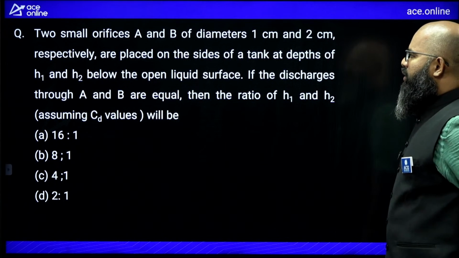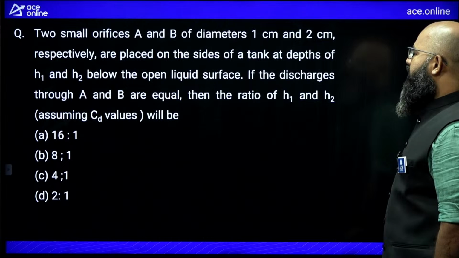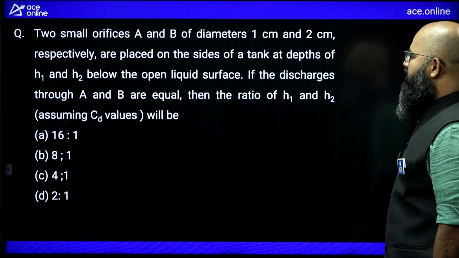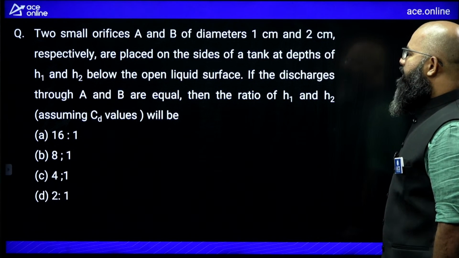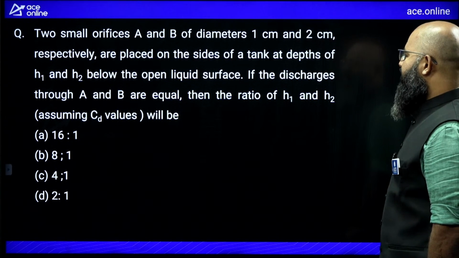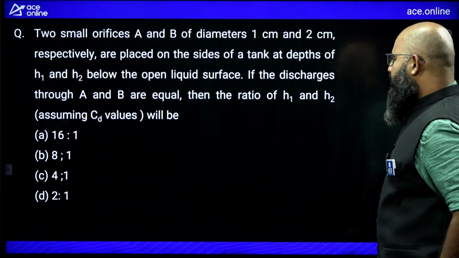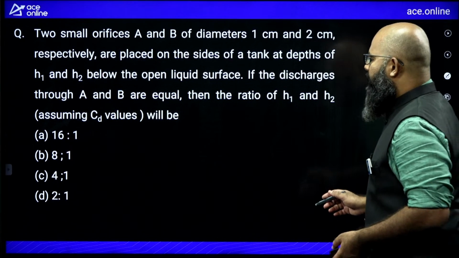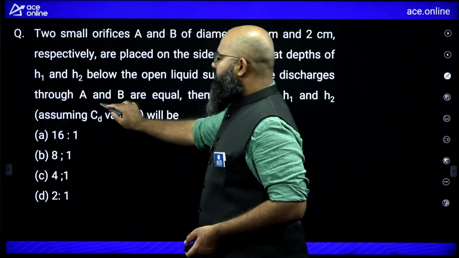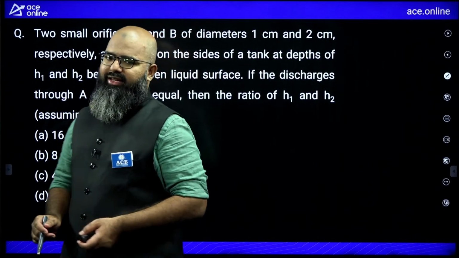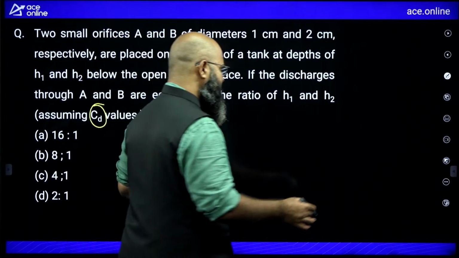The question is saying two small orifices A and B of diameters 1 centimeter and 2 centimeter respectively are placed on the side of a tank at the depth H1 and H2 below the open liquid surface. If the discharges through A and B are equal, then the ratio of H1 and H2 will be how much? Assume the value of coefficient of discharge is identical in both the cases. How do we answer this thing?